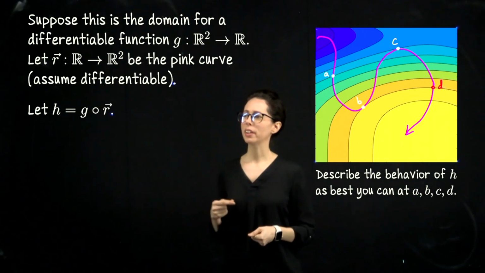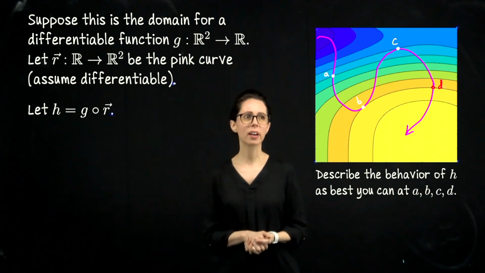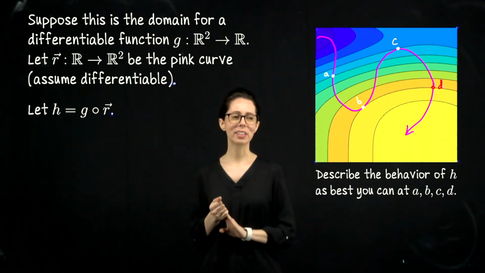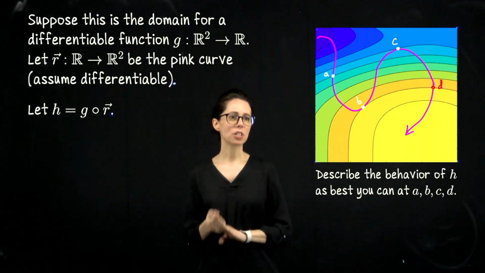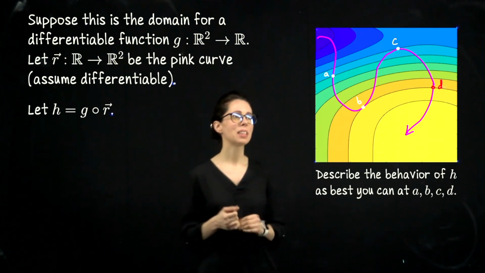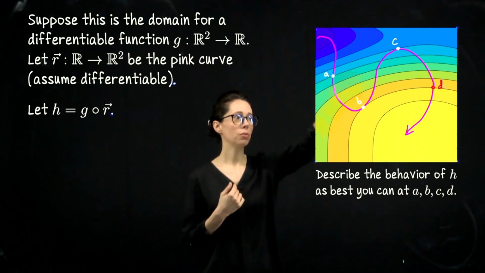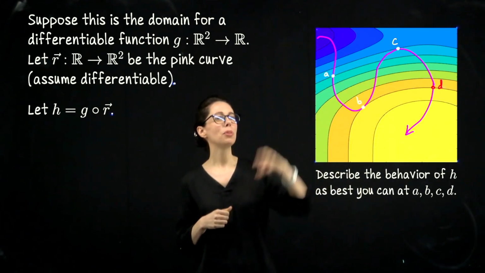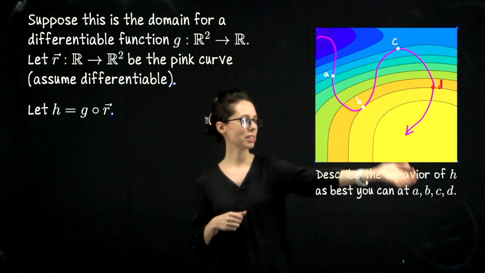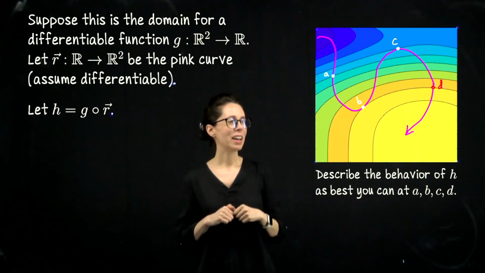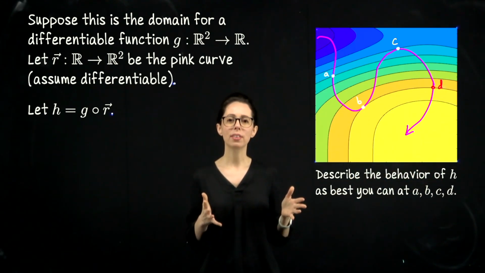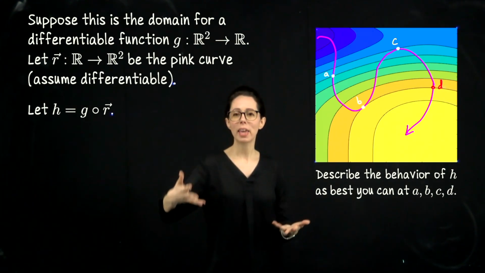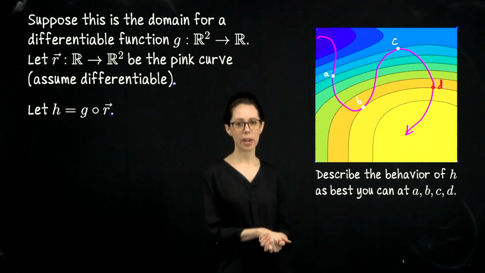I put up here, let H be G of R, and I'll step aside and you can pause. What I want you to do is analyze my elevation as I move. Sorry, I know I disappear every time I go behind the square, but as I move from this starting point towards the ending point, over here, as I move along this path, say as much as you can about H, the composition G of R, my elevation as I hike along this trail.